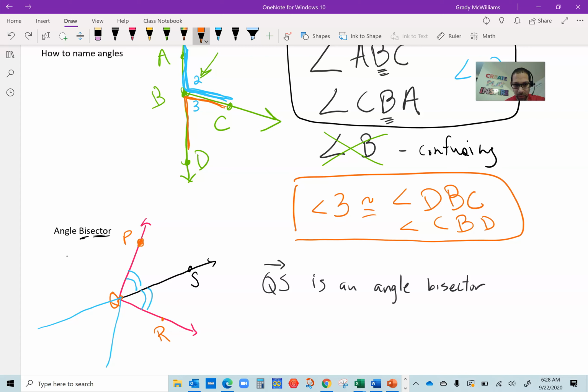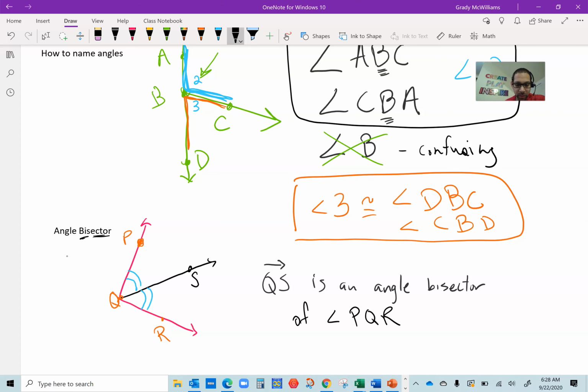Let me go ahead and take this stuff off. So if I have a picture like this and you see double arcs under the double curves, then that's how you know that this angle is the same as this angle. Therefore, QS must be right down the middle of the angle PQR. So we say QS is an angle bisector of angle PQR. All right, hopefully I'm not making this too confusing.